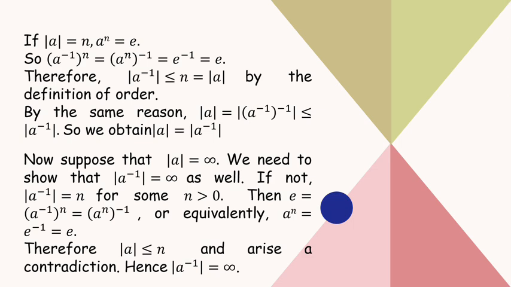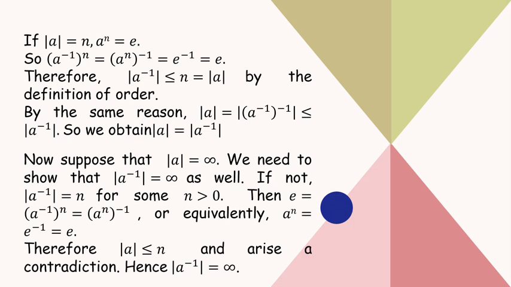Therefore, |a to the negative 1| is less than or equal to n, which equals |a|, by the definition of order. By the same reason, |a| equals |(a to the negative 1) to the negative 1| is less than or equal to |a to the negative 1|. So we obtain |a| equals |a to the negative 1|.